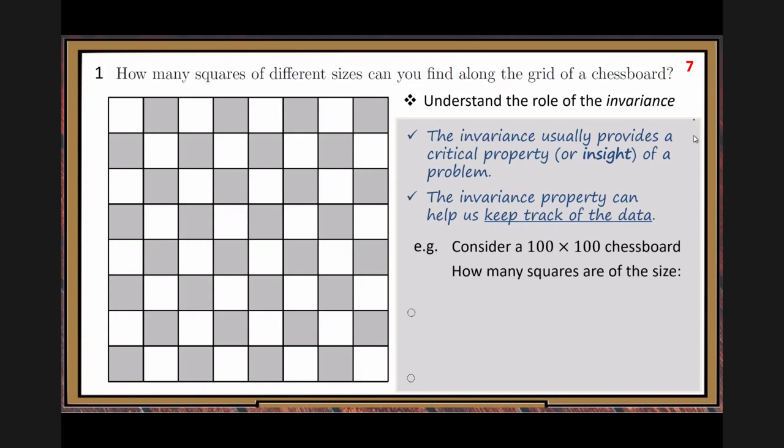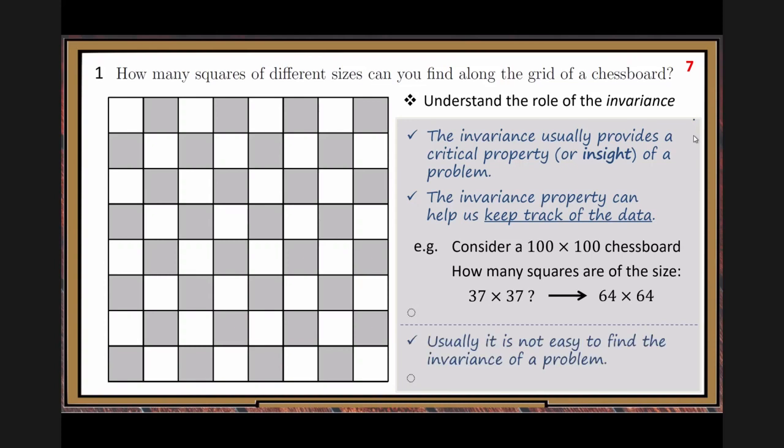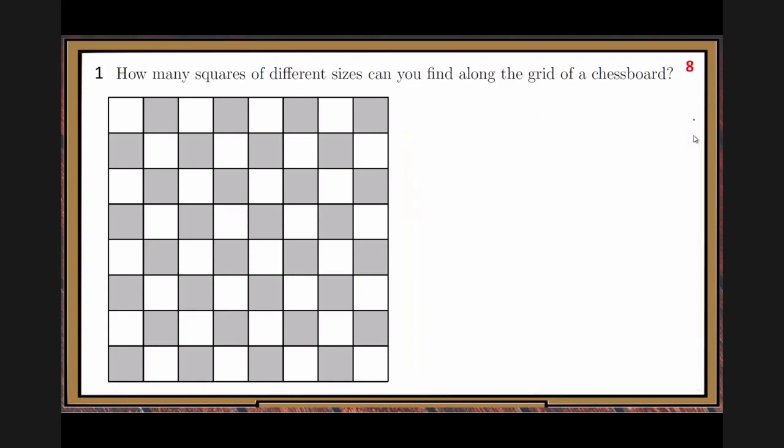So here I use this example. We just did it. Usually, it is not easy to find the invariance of a problem. That's the hardest part. After you find that invariance, the remaining work is much easier. Much easier. Okay? All right.